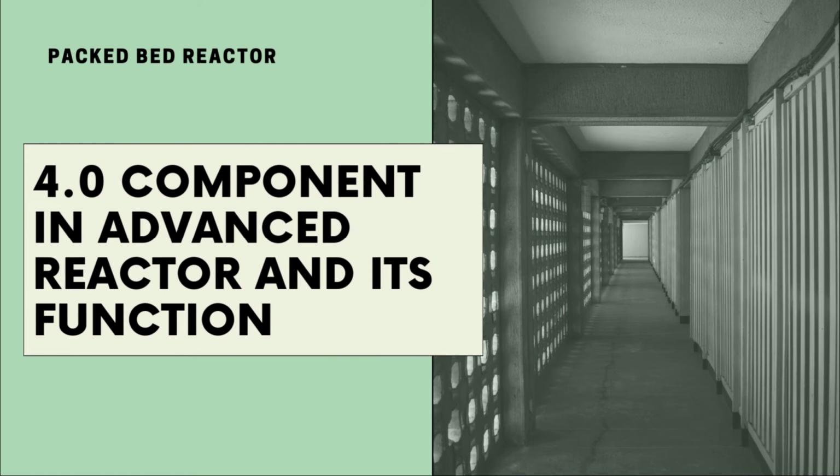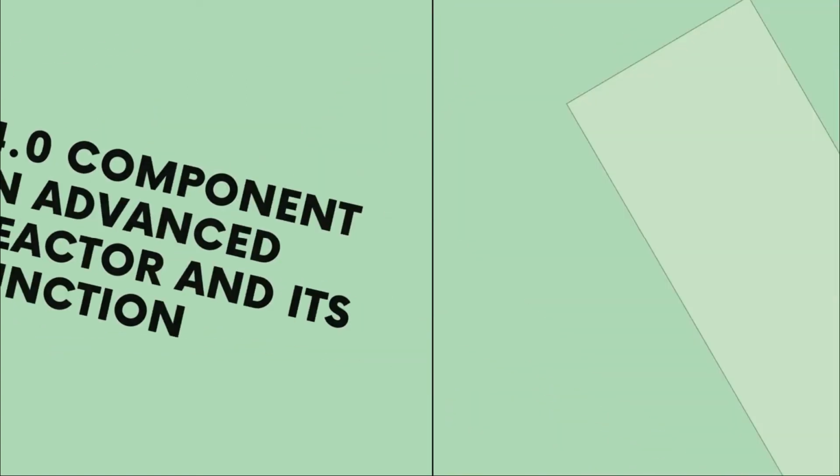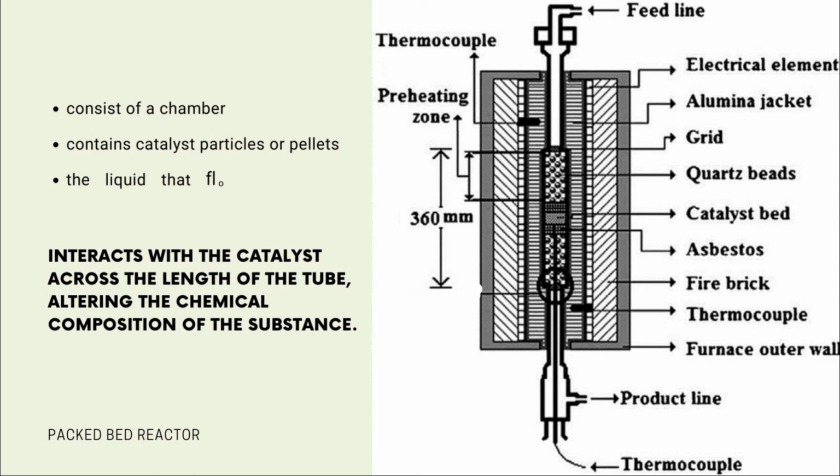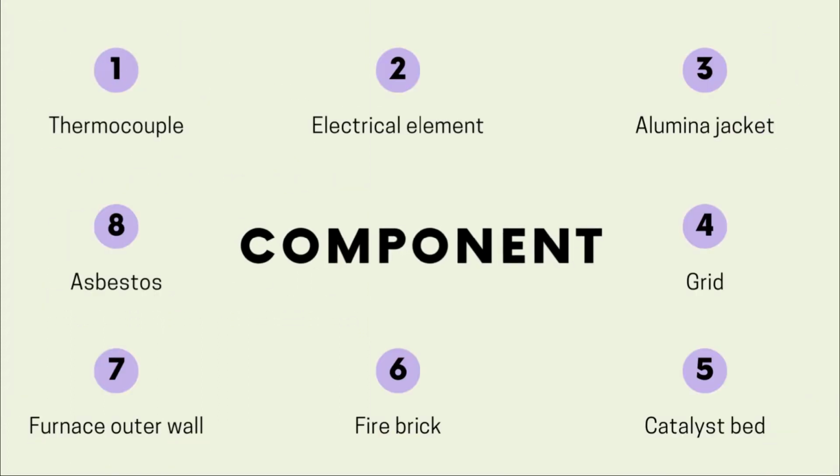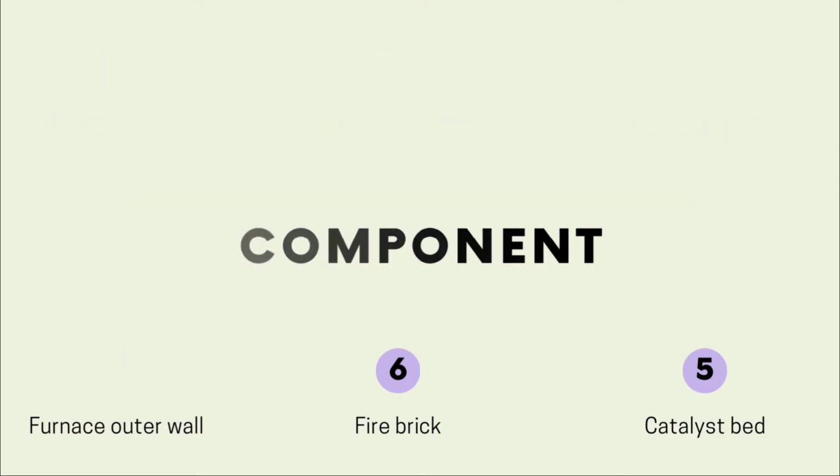Components of the packed bed reactor and their functions. Typical reactors consist of a chamber such as a tube or channel that contains catalyst particles or pellets and a liquid that flows through the catalyst. The liquid interacts with the catalyst across the length of the tube, altering the chemical composition of the substance. For more detail, this type of reactor has thermocouples, electrical element, alumina jacket, grid, catalyst bed, asbestos, fire brick, furnace outer wall, and quartz beads.